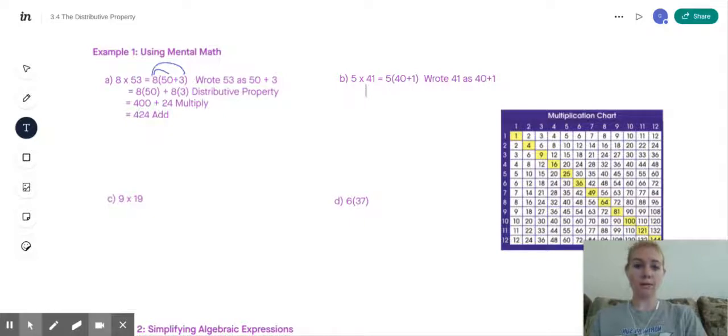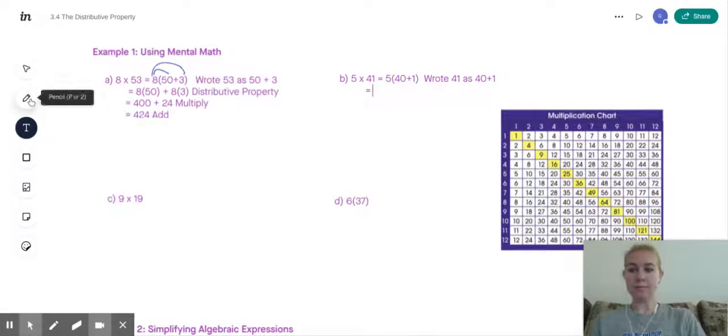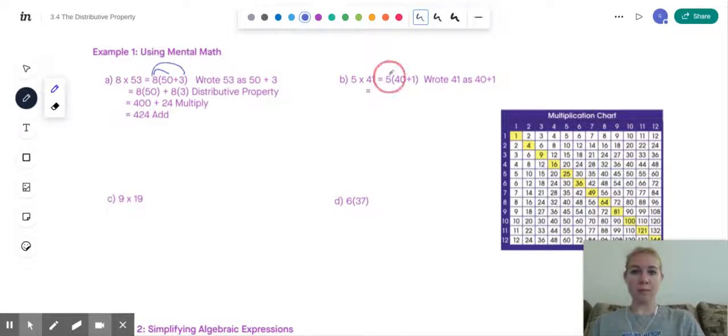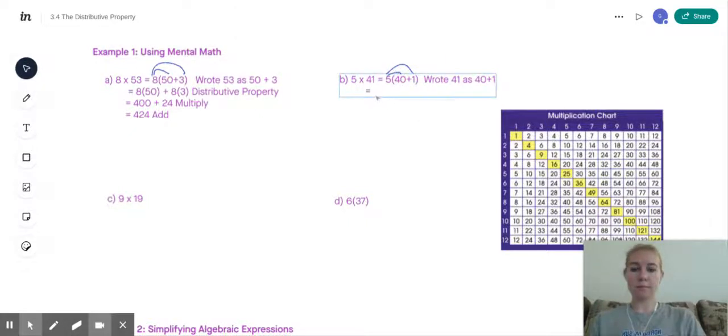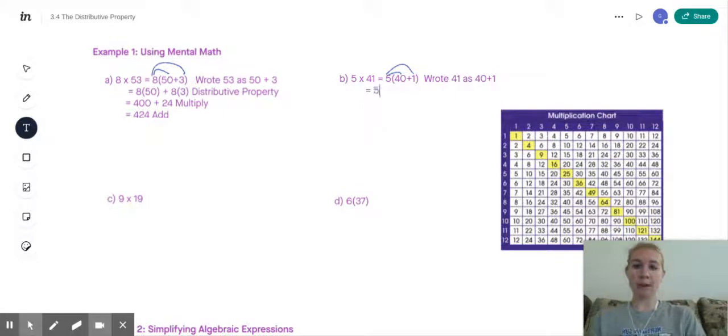Okay, let's continue to solve. Now we're going to distribute the 5. The 5 is going to be distributed to the 40, and the 5 is going to be distributed to the 1. So my expression will read 5 parentheses 40 plus 5 parentheses 1. So notice there's 2 5s because we distributed the 5 twice to both of the numbers inside the parentheses. And again, that was using the distributive property.